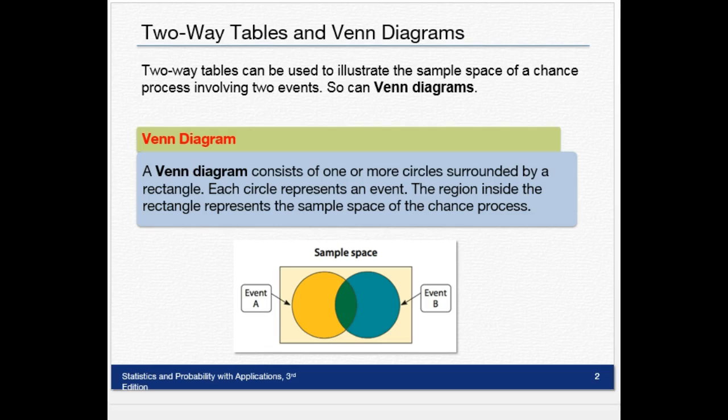So can Venn diagrams. A Venn diagram consists of one or more circles surrounded by a rectangle. Each circle represents an event. The region inside the rectangle represents the sample space of the chance process.